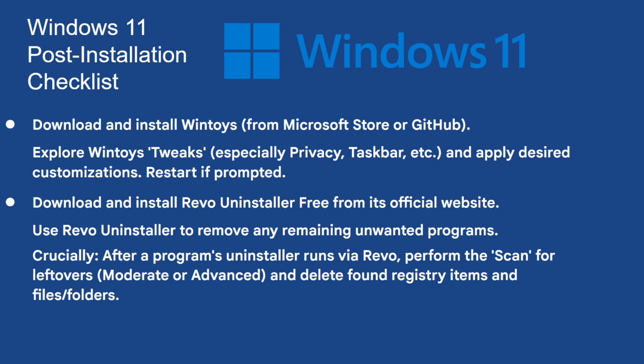After we get Windows installed, we're going to do some optimization and tweaks. So we're going to download and install WinToys. This is going to be especially useful for changing some of those privacy settings. We'll be able to make some changes that you can't normally make unless you make edits to the registry. And then we're going to download and install Reboot Uninstaller's free version. This is a powerful uninstaller that goes beyond what the Windows uninstaller will do. And we're going to use that to get rid of any Microsoft apps that we don't want on the computer.